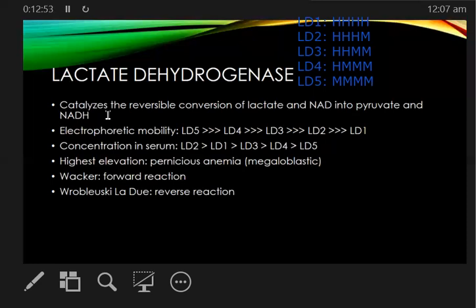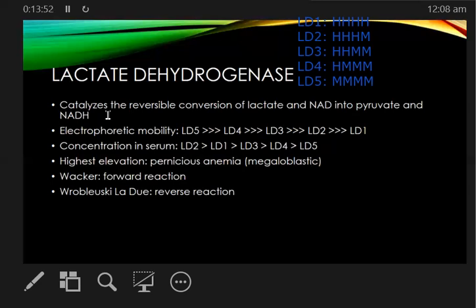This was asked also in the board exam. So take note that even if the isoenzymes of a particular enzyme have structures that are different from one another, they catalyze the same reaction. And that is the reversible conversion of lactate and NAD into pyruvate and reduced NAD. It's the same reaction regardless of the structure. So please do not forget, the same reaction, whether we are talking about LD1, LD2, LD3, LD4, or LD5.